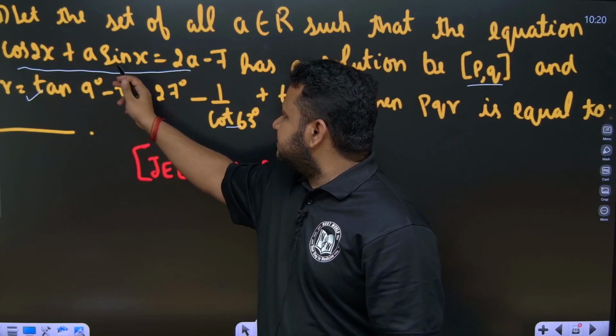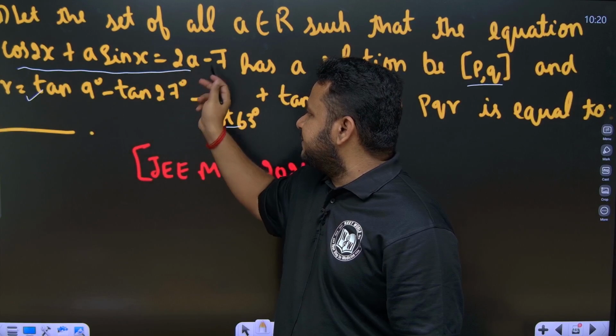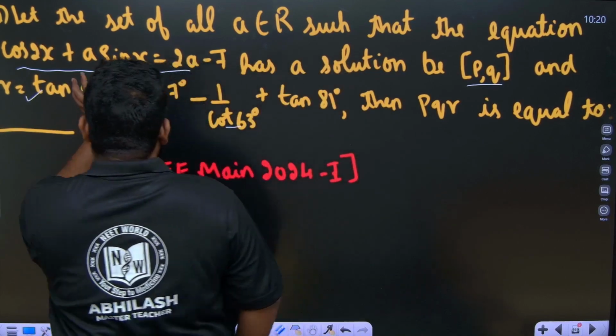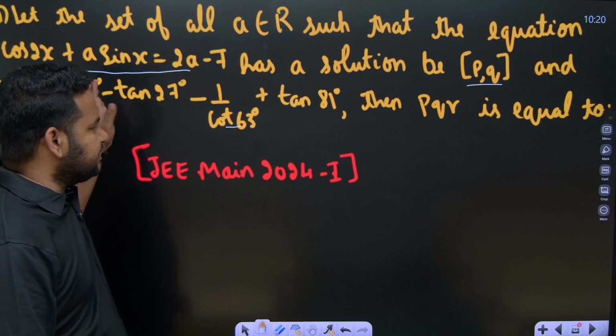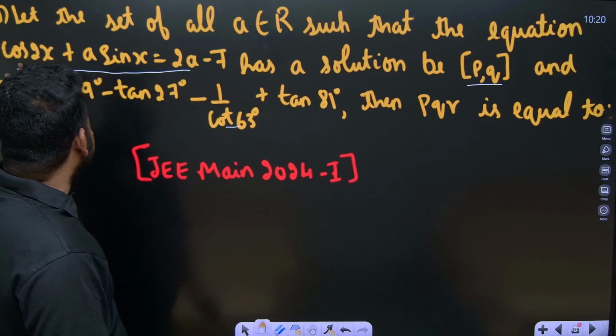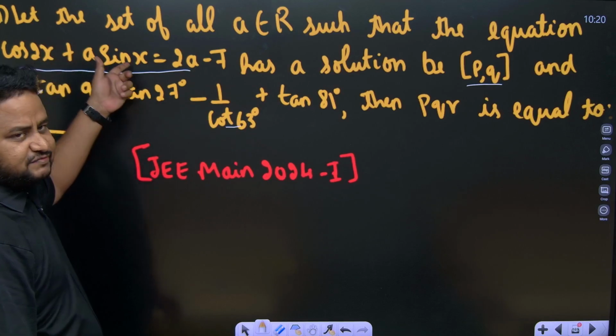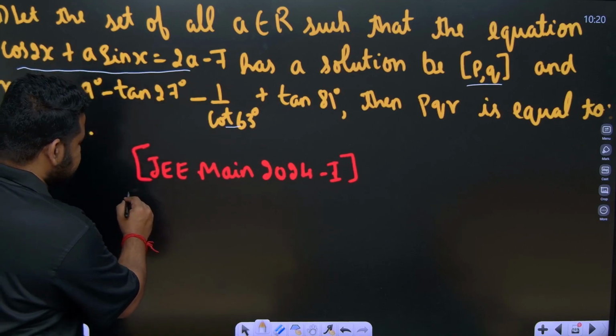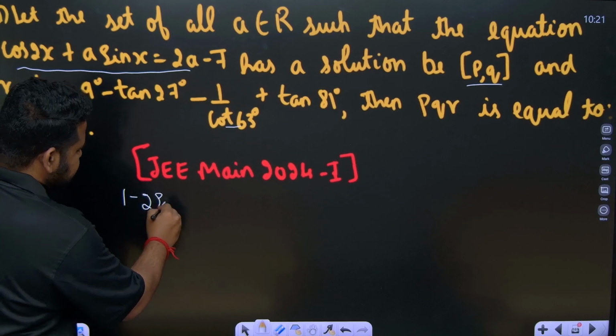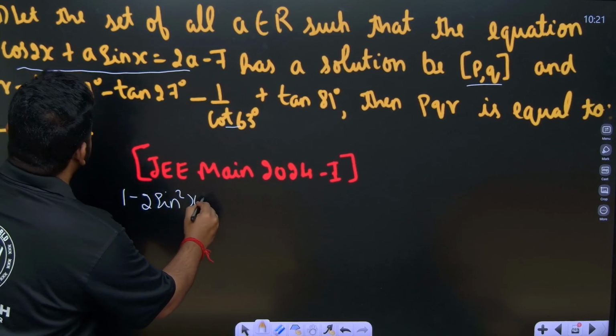Cos 2x plus a sin x plus 2 is equal to 2a minus 7. But here I want to take everything in terms of cos, or everything I can take in terms of sine. So let me take it in terms of sine. Cos 2x in terms of sine, what can I write it as? I can write it as, friends, 1 minus 2 sine square x, okay, plus a sine x.